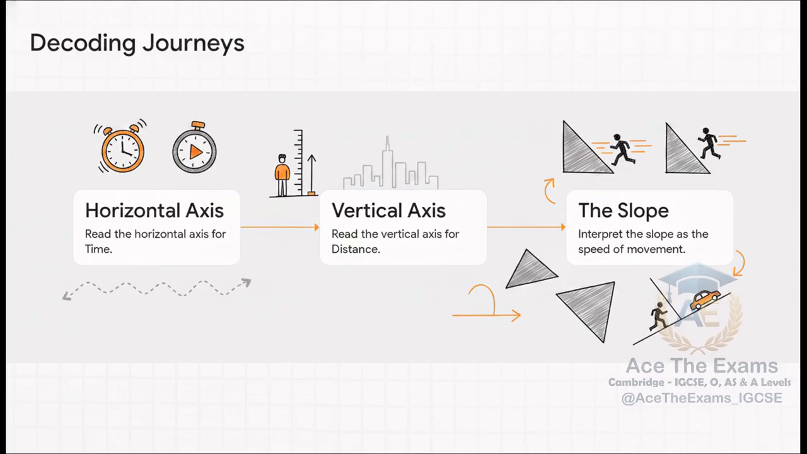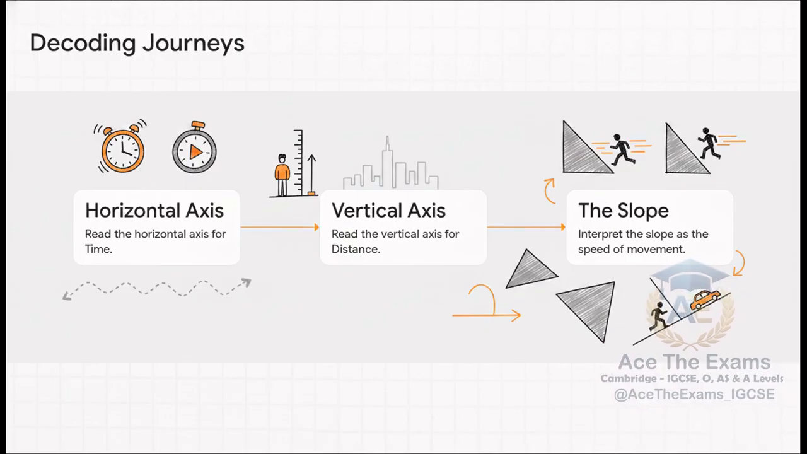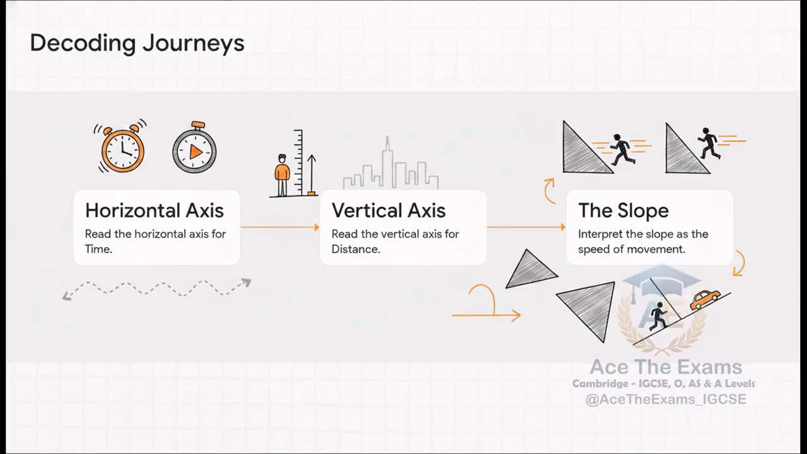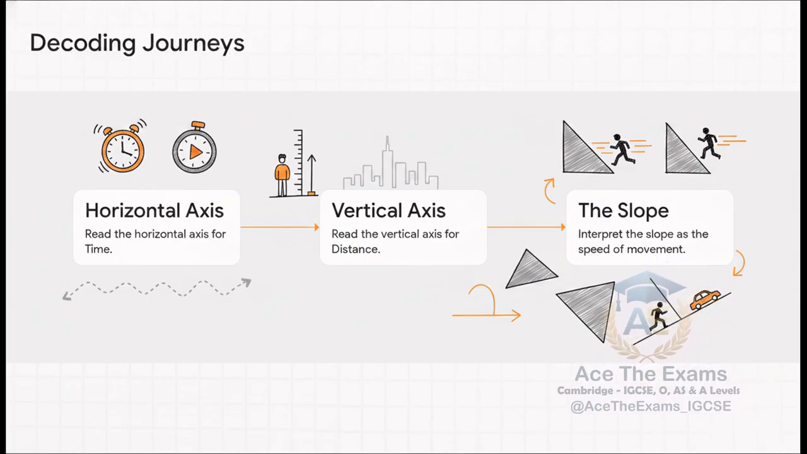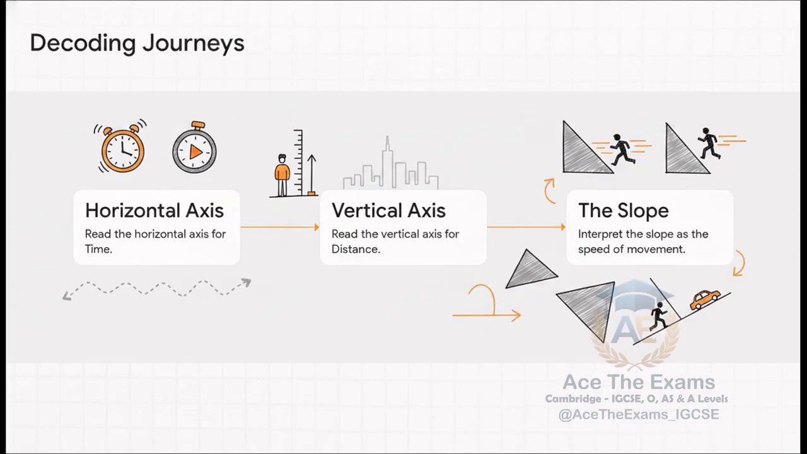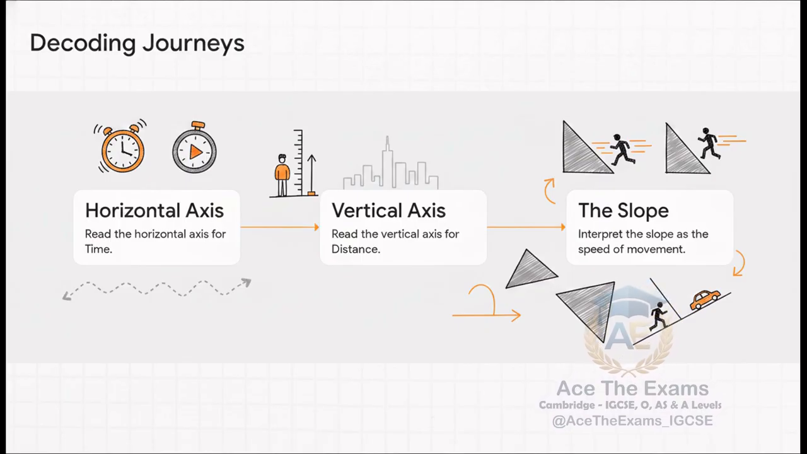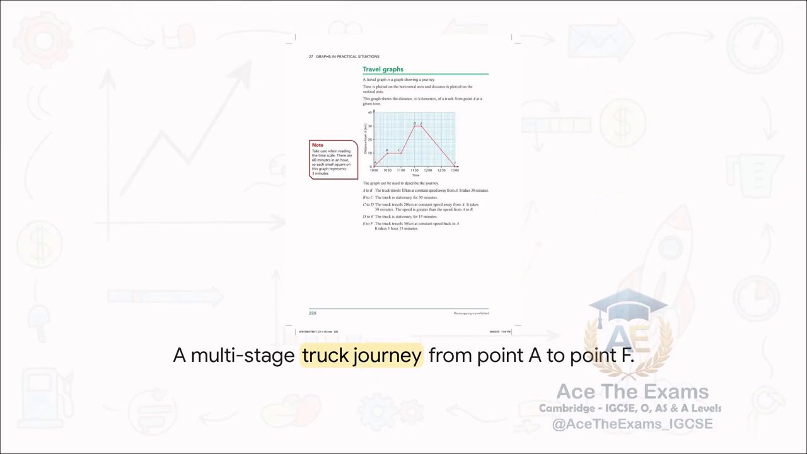When you write your answers, we recommend using the PEL framework. Point, evidence, explanation, link. Make your point about the movement, provide evidence from the axes, explain what the slope means, and link it back to the question. Let's see this in action. Let's see how this builds a complete story and watch a real transformation.